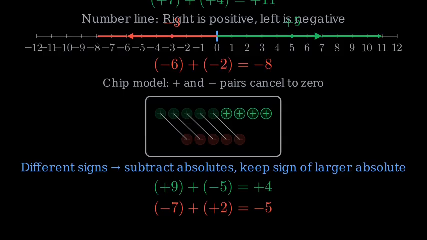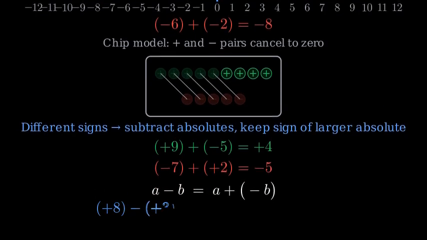Try another one, -7 plus +2. The absolute values are 7 and 2. 7 is larger, and it belongs to the negative number, so the result will be negative. 7 minus 2 equals 5, so the answer is -5.